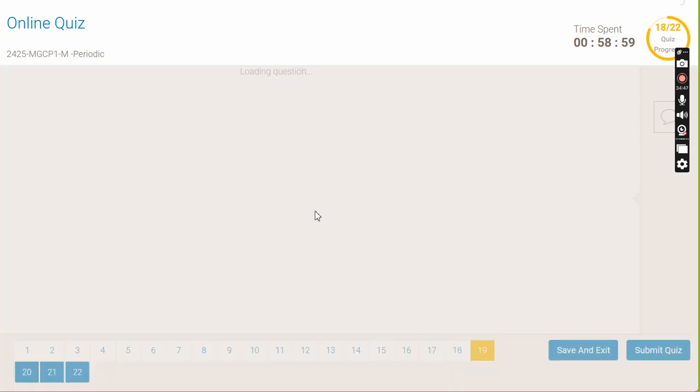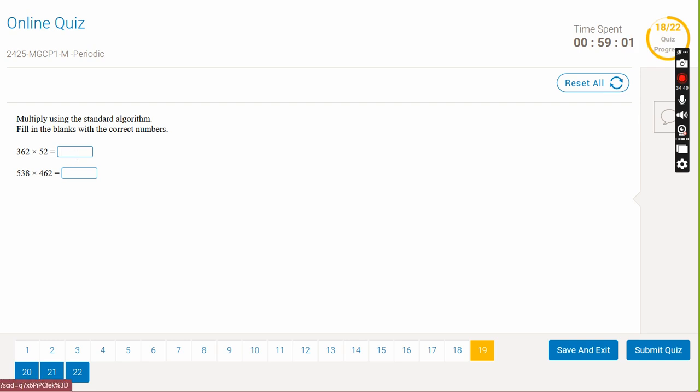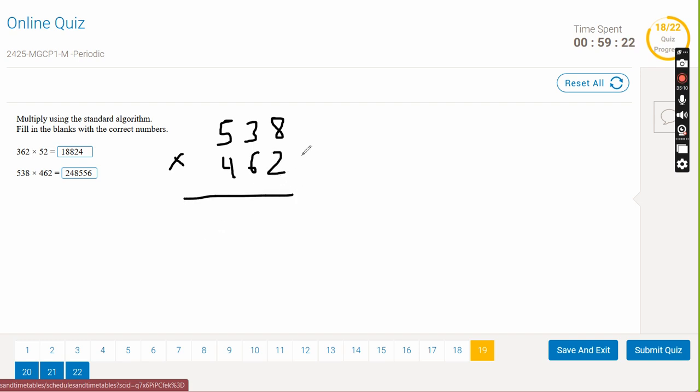Okay. Now this one, 362 times 52, you get 18,824. The next one you will get 248,556. Now you can also solve this by multiplying 538, I'll do the larger one with you, times 462. Okay, so here what do you get? 2 times 8 is 16, 6 up here, 2, 6, 7, 5 times 2 is 12.